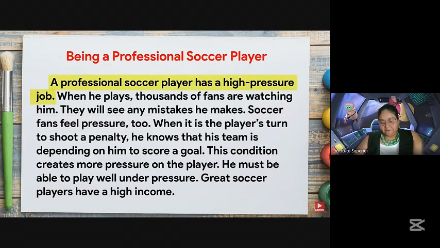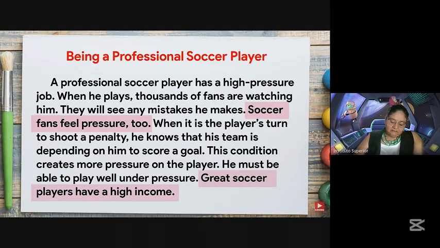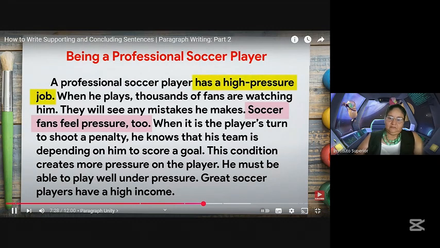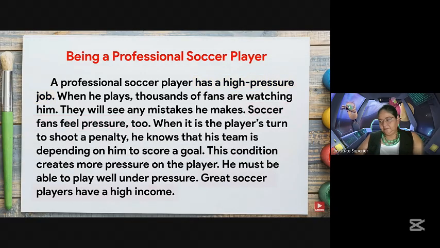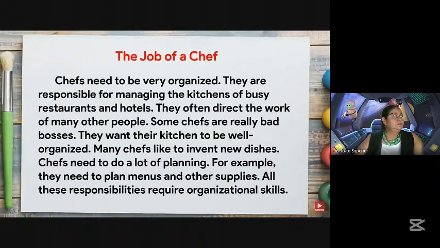The topic of the paragraph is the job of a professional soccer player. The controlling idea is that he has a high-pressure job. The 2 highlighted sentences don't explain why his job is high pressure. The sentence about the fans is about their feelings, not the players. It does not support the controlling idea, so it is irrelevant in this paragraph. The sentence about great players making a lot of money is true, but it is irrelevant in this paragraph because it does not support the controlling idea. Read the following paragraph, find the 2 irrelevant sentences and highlight them.